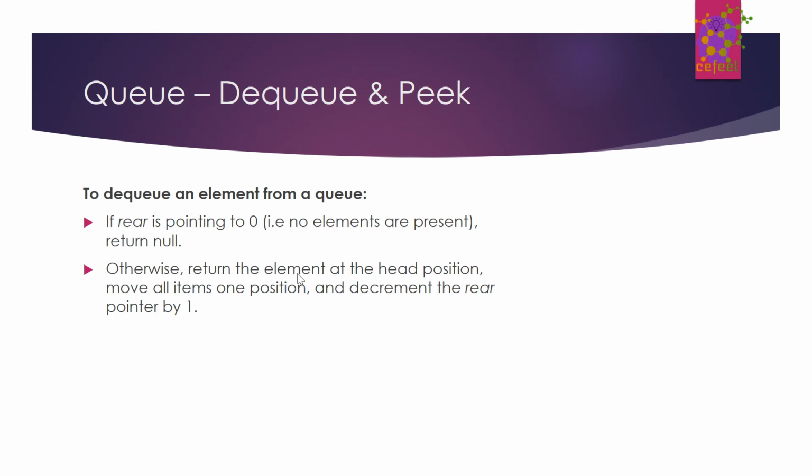But since we remove the item from the head position, we need to make sure we move all items so that the next item is now at the head position. This is because we are using an array. If we were using a linked list, we wouldn't need to do this, but here we need to move all the items one space to the front, so that the next item is now at the front of the queue. And then we decrement the rear pointer by 1, so rear again points to the last element in the queue.